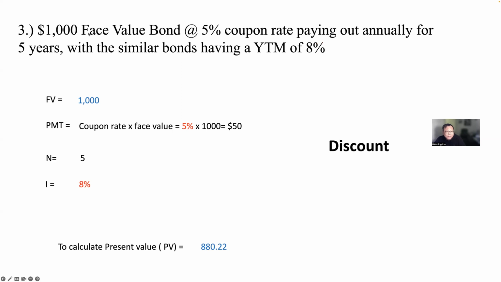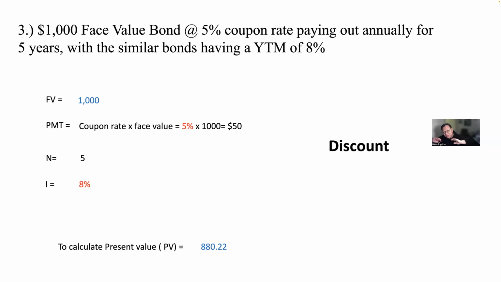Now what if we keep raising the yield rate to 8%? If the yield rate is 8%, I is 8%, and now you do the calculation. Now it is a discount because the 8% yield rate is higher than the coupon rate. So the present value will be lower than 1,000. If you go through the calculator, you're going to get $880.22.